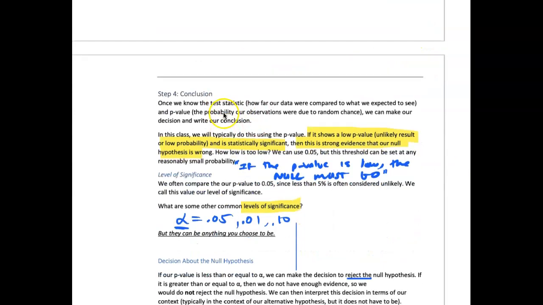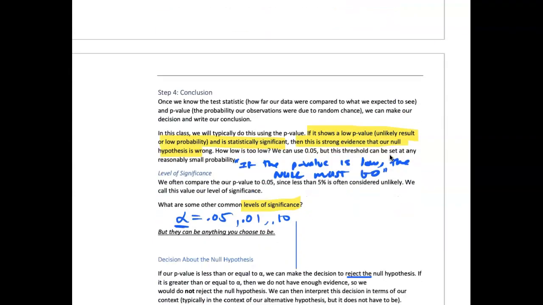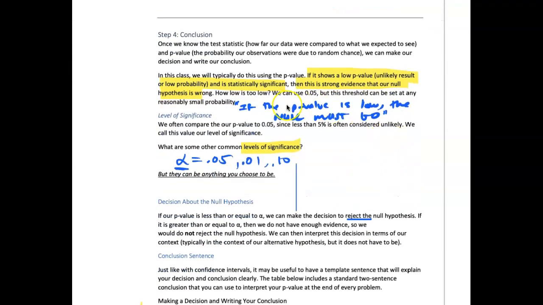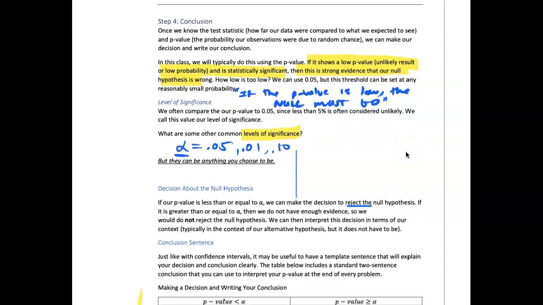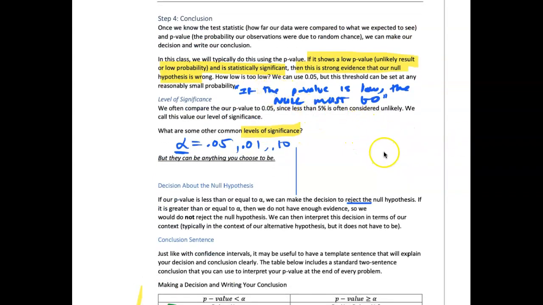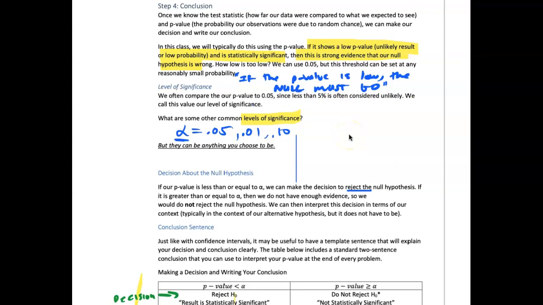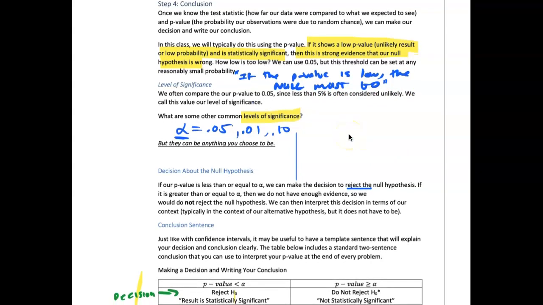We finish a hypothesis test, step 4, with a conclusion. Once we know the p-value, then we can make a conclusion. The idea is if the p-value is low or unlikely to result, and the data is statistically significant, then there's strong evidence that our null hypothesis is wrong. And so what we're going to end up doing is rejecting the null hypothesis, saying that's not true. We have evidence to say that it's not true. Again, the idea is if the calculated p-value is low, the null must go. It's an informal way of thinking about it, if you want to remember. If I get a low p-value, the probability is low, then we say the null hypothesis is not true.